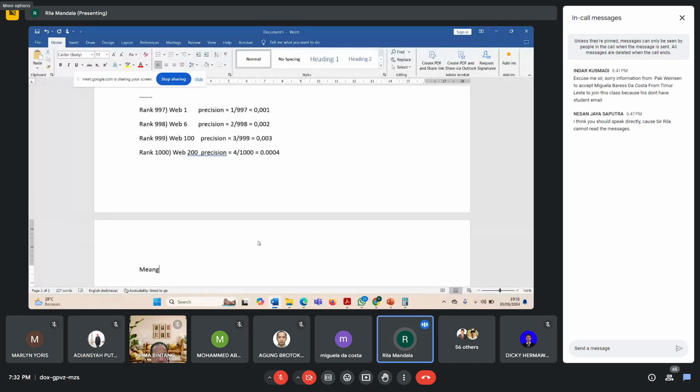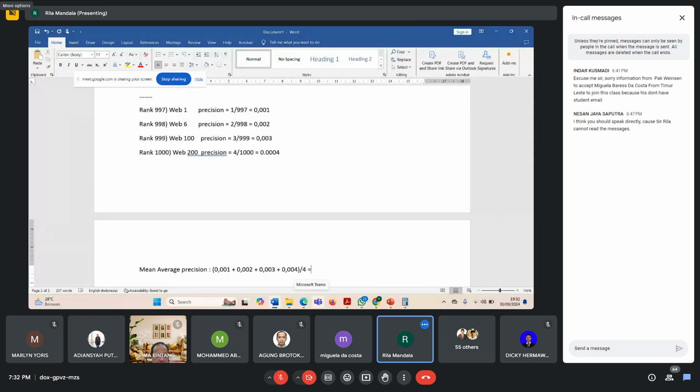So the mean average precision: you sum up all the precision at the relevant documents, which is 0.001 plus 0.002 plus 0.003 plus 0.004, divided by 4, because all the relevant documents are 4.